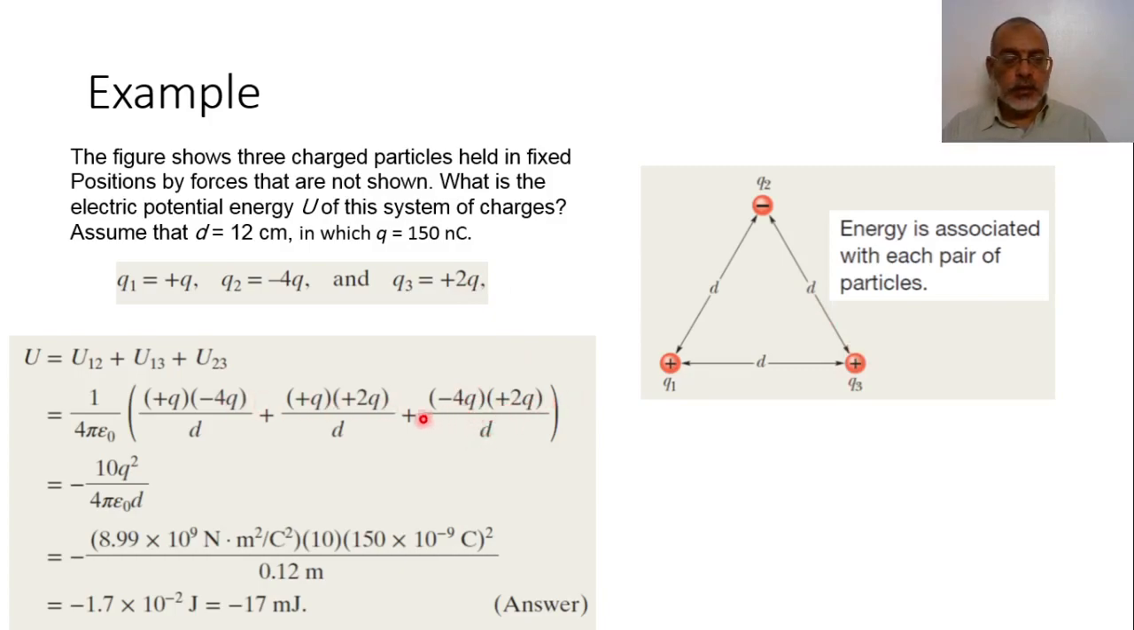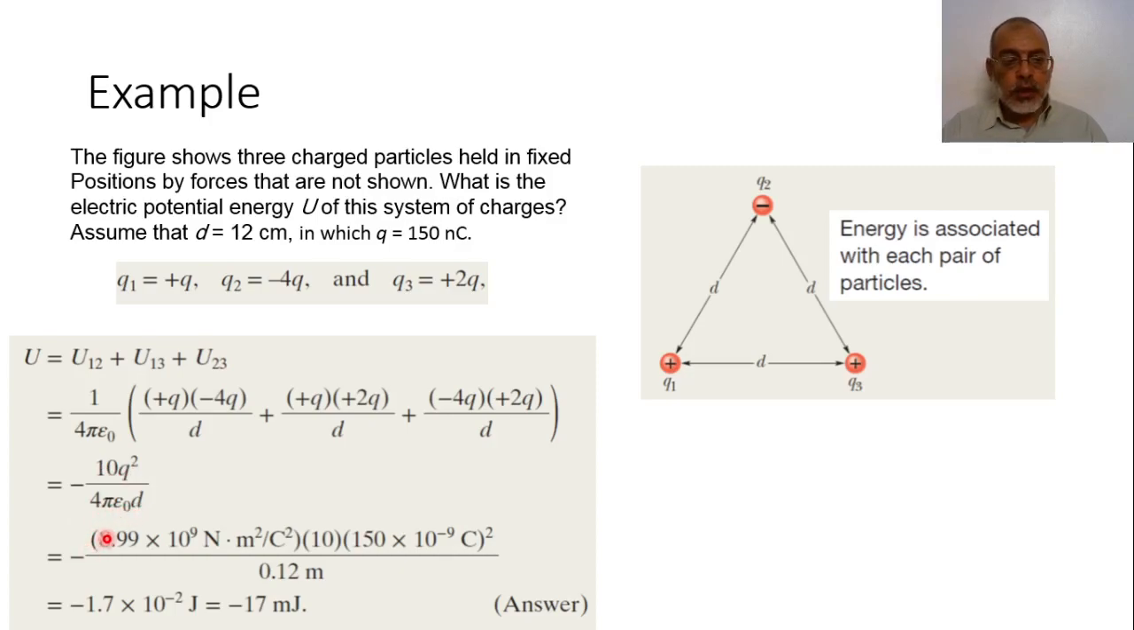By taking this summation, it is simply 10Q squared over 4 pi epsilon naught D. This is minus 4 plus 2. Yeah, minus. This is minus 4 plus 2. It would be minus 2. Minus 2 minus 8 would be minus 10Q squared over 4 pi epsilon naught D.